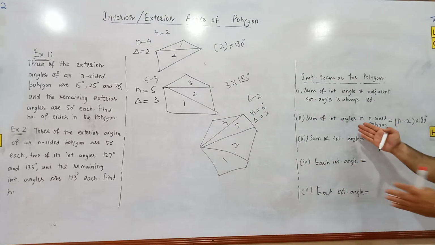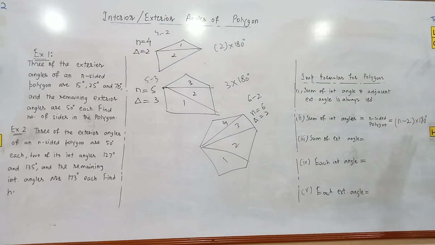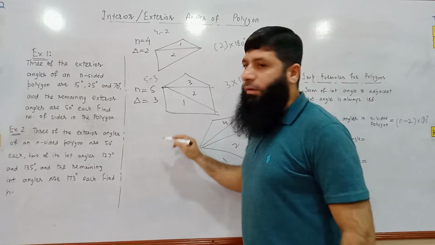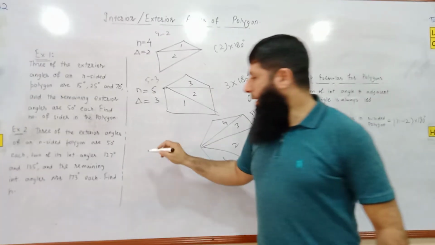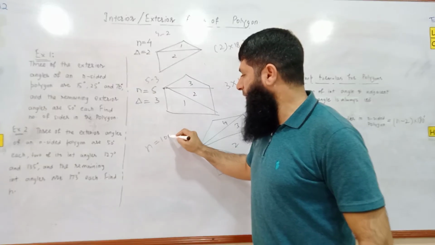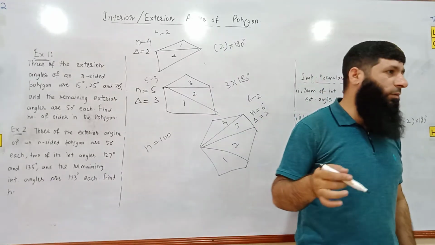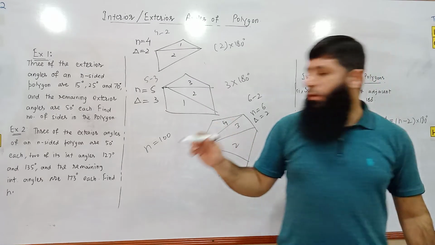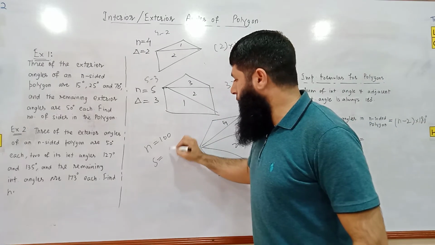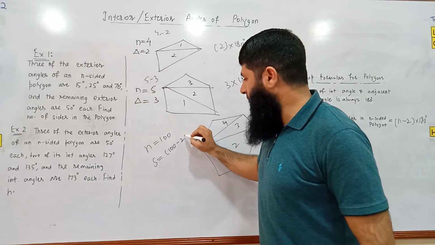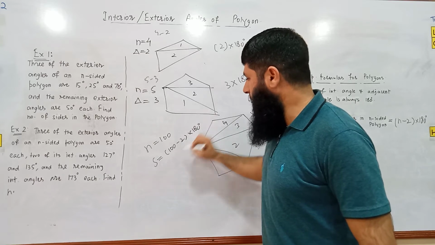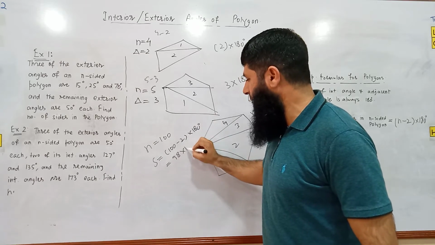So this is the sum of interior angles in any n-sided polygon. For example, if you have a 100-sided polygon and you are supposed to find the sum of interior angles in this type of polygon, the sum will be equal to (100 minus 2) multiplied by 180. That will give you 98 multiplied by 180.